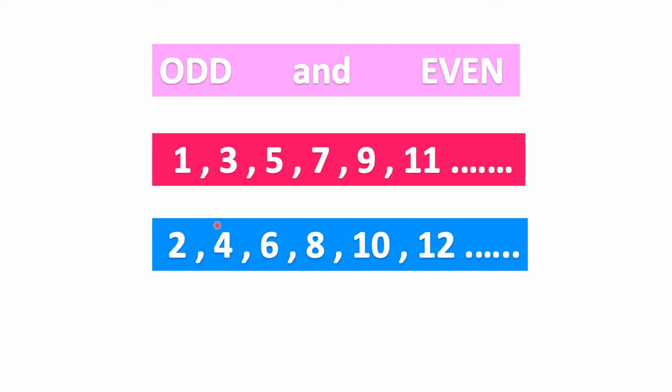2 ones are 2, 2 twos are 4, 2 threes are 6, etc. It will go on. So all these numbers are even numbers, and all the numbers which are not even are definitely odd numbers. So 2 is even, 1 is odd, 3 is odd, 4 is even, 5 is odd, 6 is even, 7 is odd, 8 is even, 9 is odd, 10 is even, 11 is odd, 12 is even, etc. It will go on in this manner. Okay, so now you know what are odd numbers and what are even numbers. So keeping this in mind, let's look at the next topic.